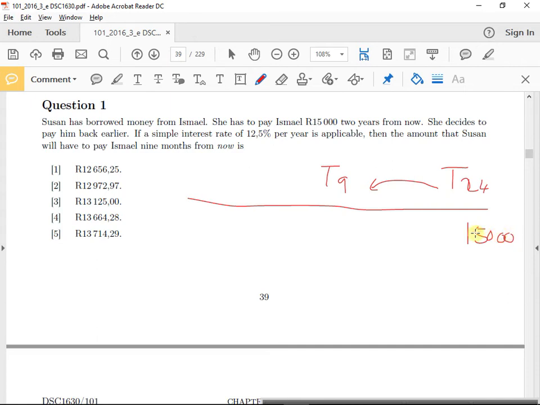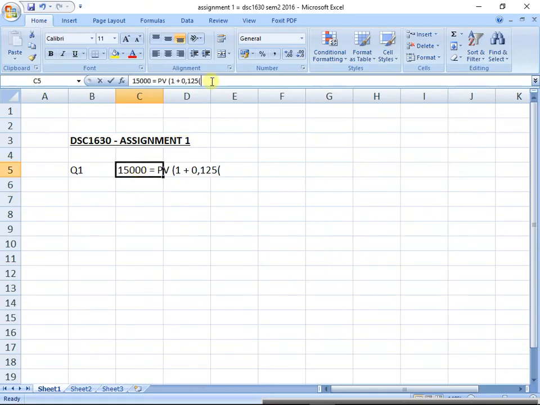Okay, 15,000 is the future value. How much am I discounting it for? 15 months. Okay, this is how I get the present value. So it's 15 over 12. Right, that's what you need to do, because it was simple interest. Simple interest was what? Future value equals present value times 1 plus RT. So I'm just substituting and solving for present value.